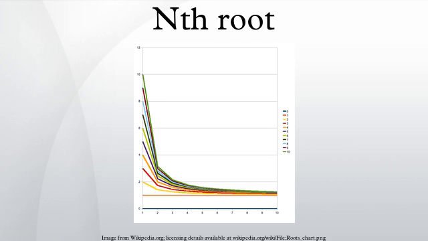In mathematics, the nth root of a number x is a number which, when raised to the power n, yields x, where n is the degree of the root. A root of degree 2 is called a square root and a root of degree 3, a cube root. Roots of higher degree are referred to by using ordinal numbers, as in 4th root, 20th root, etc.